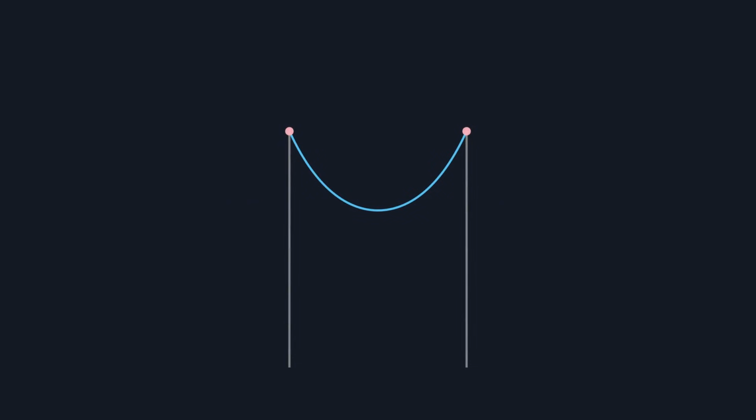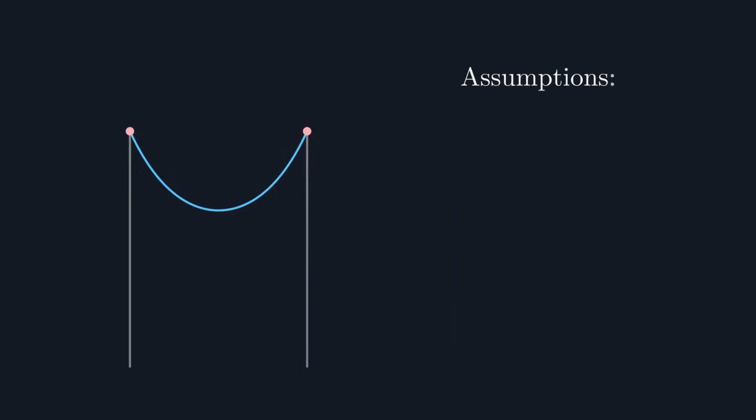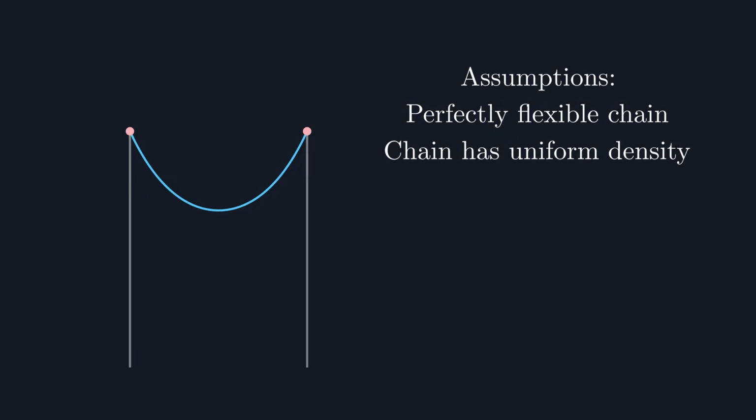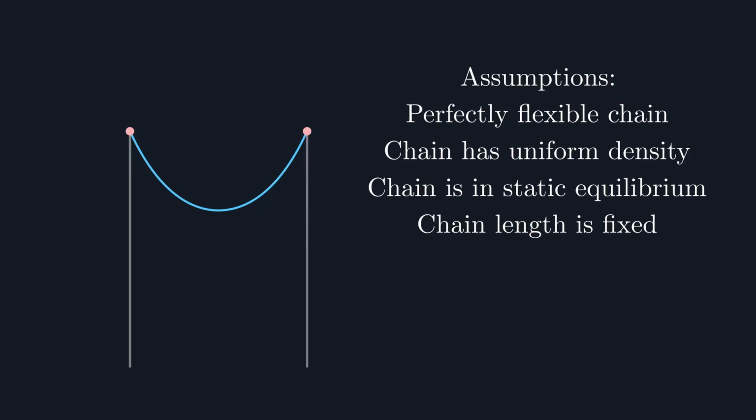We can go back to looking at our curve, but before that, we need to make some assumptions about it. First, the chain is perfectly flexible, so it has no weird tensions pulling along it. Next, it has uniform density, so gravity affects it the same everywhere. It's in static equilibrium, so there's no external forces. The chain length is fixed, so it doesn't stretch. The chain is smooth, so we can differentiate it, and we can perfectly model the chain with a function y of x.